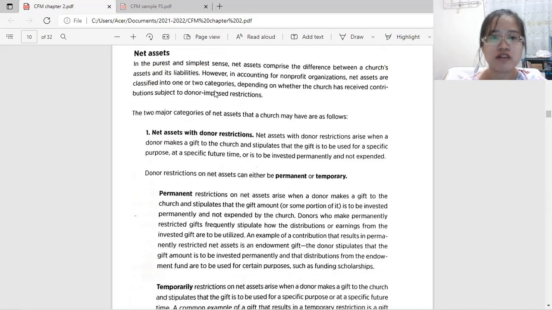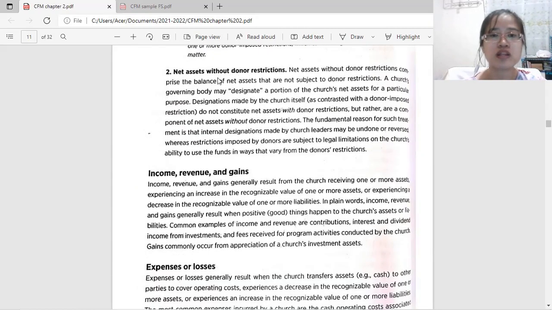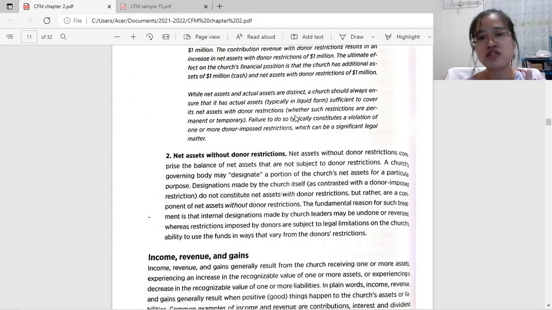So for net assets, we have two classifications or two categories. Net assets with donor restrictions, and then the next one is net assets without donor restrictions. So unrestricted and restricted. For the donation without restrictions, essentially the church management is free to use this for any purpose. They can use it for operations, for the building, for the Bible school, for the vehicle, or for any other purpose, as long as it's related to church activities.